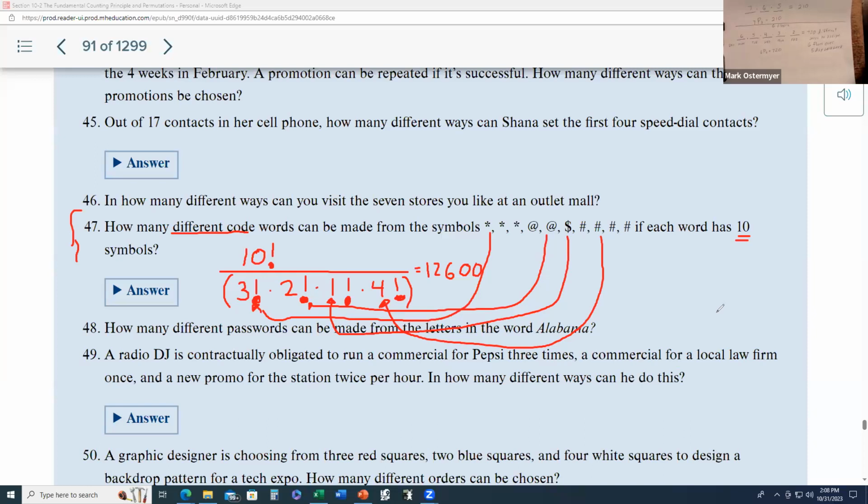Anybody crank that out? Well, if you didn't, hopefully you can see that now. All right, so when you have redundancy, you have to divide by the redundancies, okay? All right, that one's done.